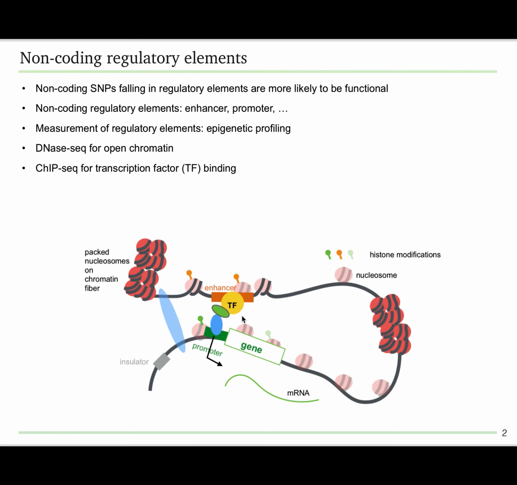The potential regulatory element is usually of high open chromatin, which can be measured by the technique called DNase-seq. The elements can also be bound by DNA binding transcription factors, which can be measured by another technique called ChIP-seq. Next, I will showcase some examples to look at SNPs using RegulomeDB data.